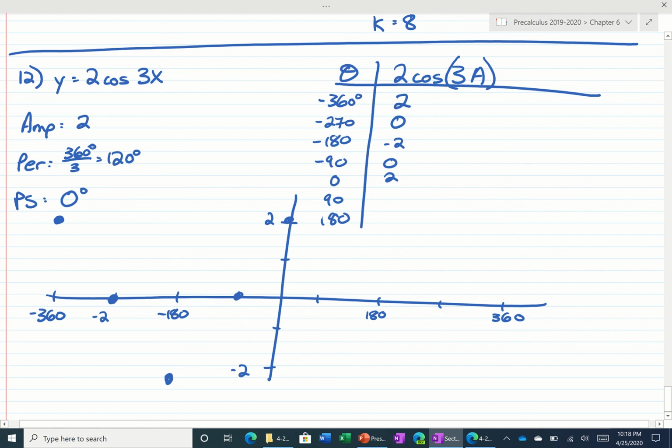Here, I'm going to label this. So you just have to be careful. It's not hard, but at negative 240, it's going to be the same thing. Negative 360 plus 120 is negative 240. Add 120 to that, a period later, it's negative 120.